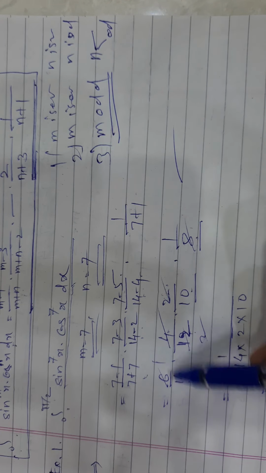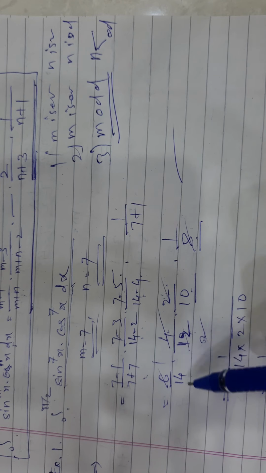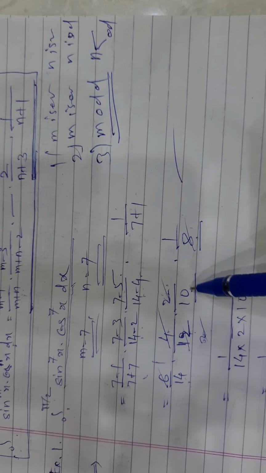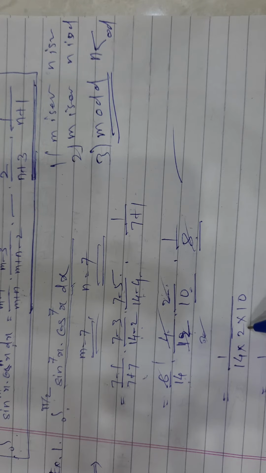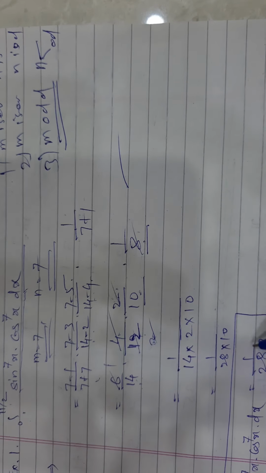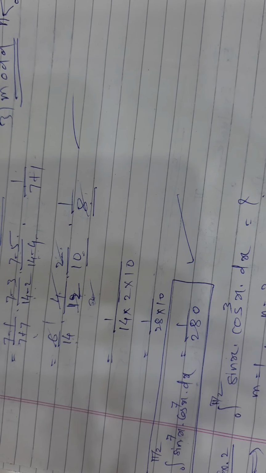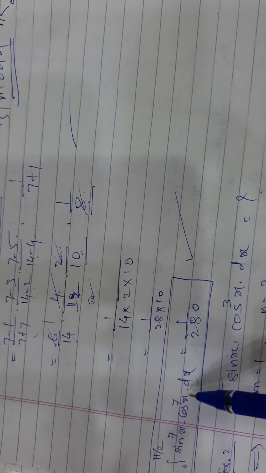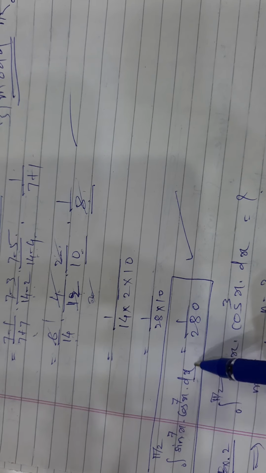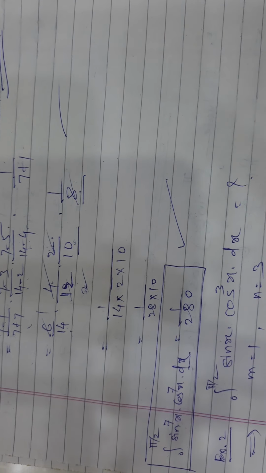After simplifying this, 4 into 2 is 8 and gets cancelled, 6 and 6 get cancelled, 2 remaining. 14 into 2 into 2, that is 1 upon 14 into 2 into 10, that is 1 upon 280. That is the integration of sin raised to 7x into cos raised to 7x with respect to x within the limit 0 to pi by 2.